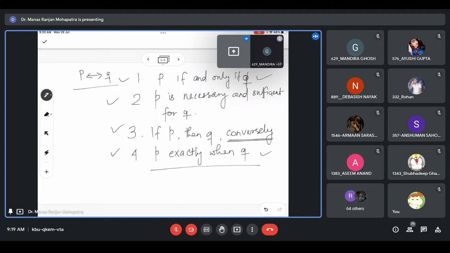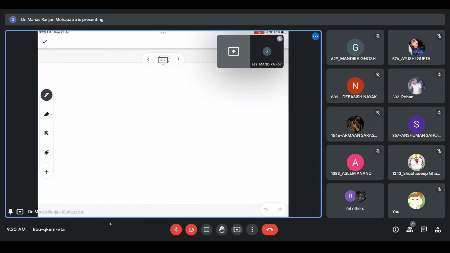Okay, next is the tautology. Tautology and fallacy, we'll discuss that. Now, what is a tautology? A tautology is a compound statement whose truth value is always true, whatever the truth values of the atomic statements are. If the truth value of a compound statement is always true, irrespective of the truth values of the atomic statements, then that compound statement is called a tautology.